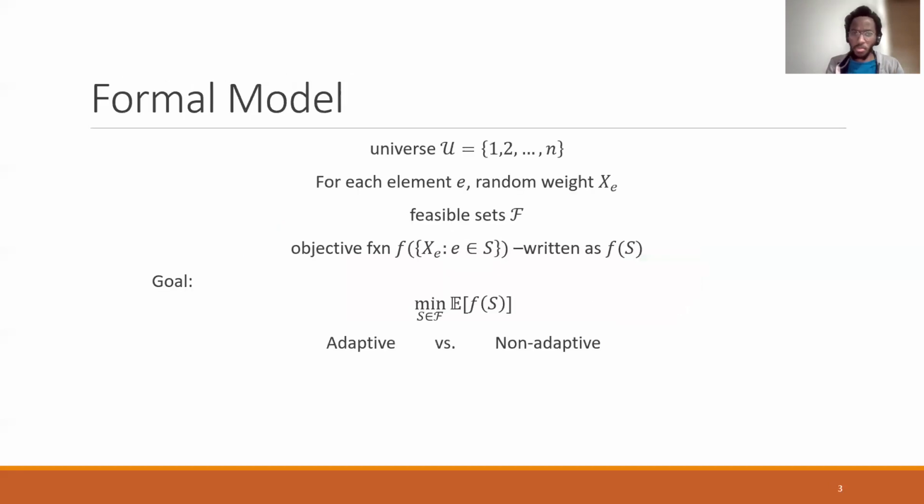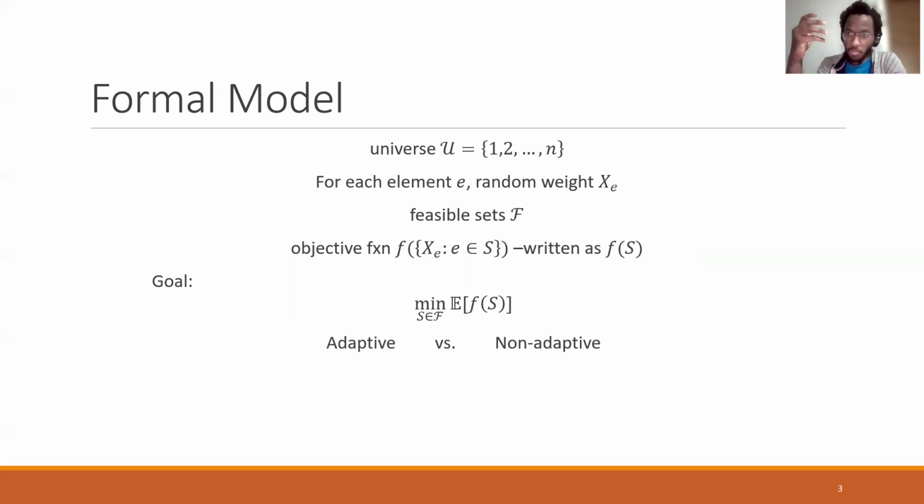Okay. So now let's talk about the formal model. In the formal model, there's a universe U of elements, which we just refer to by numbers from 1 to n. For each element in that universe, we associate a random non-negative integer, which we call its weight.